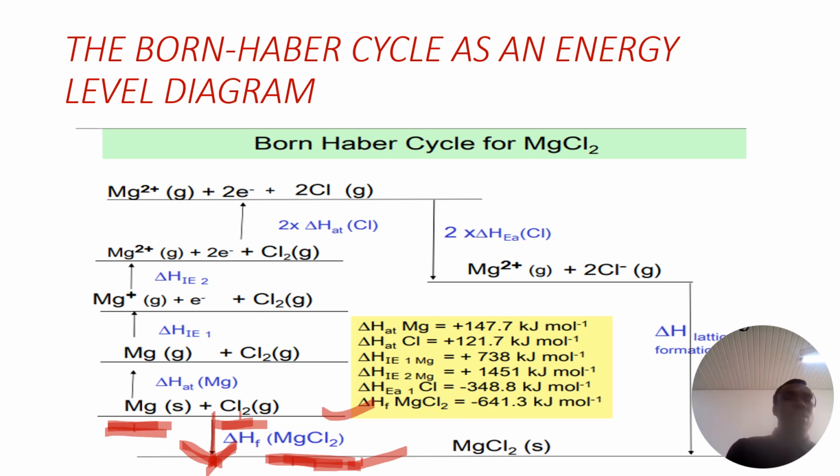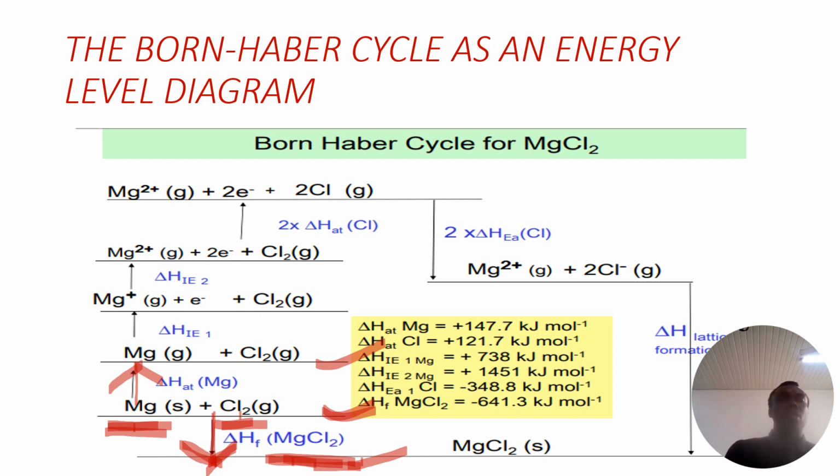Then the second stage is enthalpy change of atomization of magnesium. That is the enthalpy change when 1 mole of gaseous atoms is formed from its element under standard conditions. And you can see it's an endothermic process because the arrow is moving up. So this is the reactant and this is the product.